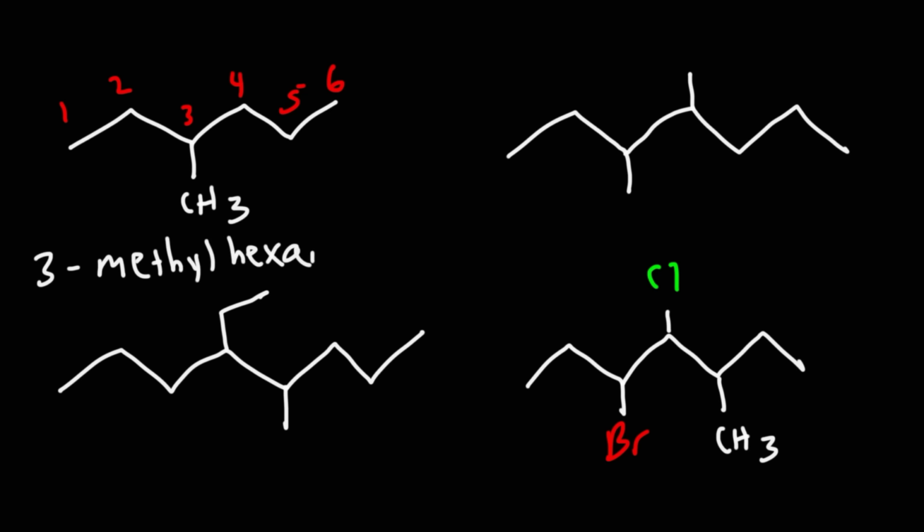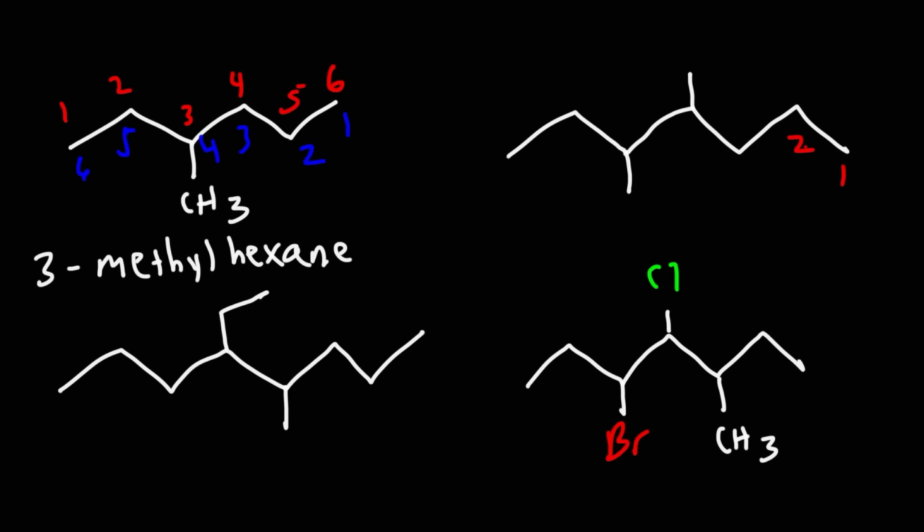When numbering the parent chain, you want to number in such a way that it gives you the lowest number for the substituents. If we were to count it this way, it would be 4-methylhexane instead of 3-methylhexane. But we want methyl to have the lowest number. So 3-methylhexane is the answer.